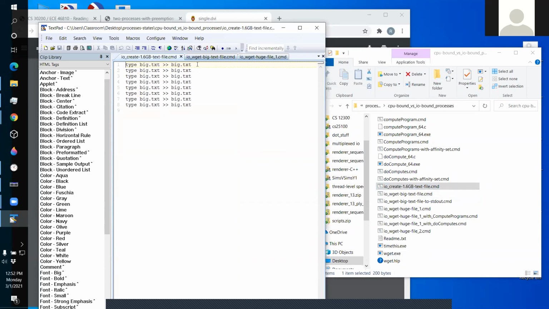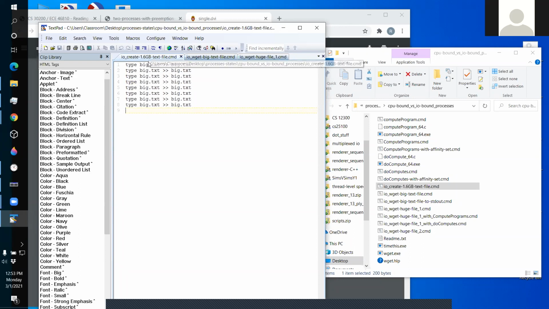The file you download is called big.txt. Then I wrote another script that says type, which prints out this file. That appends it to itself. That doubles the size of the file. Then it takes the new version and types it to the end of itself. Remember, this is the IO redirection that does append. That doubles the size again. So this is 6 megabytes. Now it's 12. Now it's 24. Now it's 48. Now it's 96. And it ends up getting it up to a gigabyte.